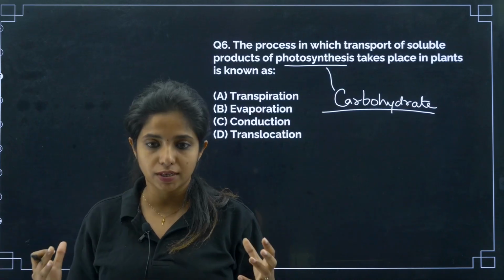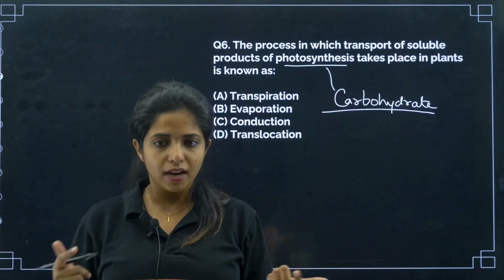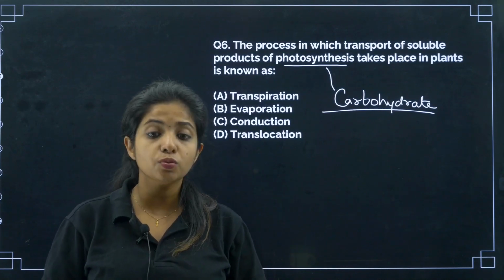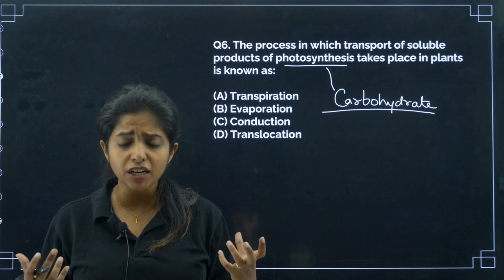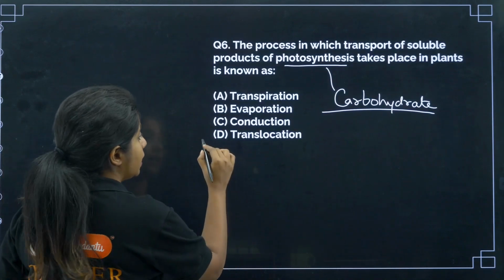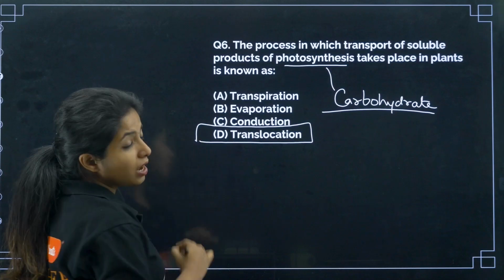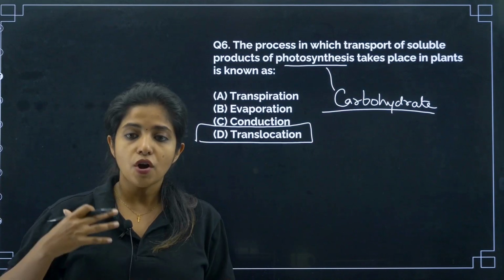What do you call this process? When you are transporting the soluble product of photosynthesis, what do you call this? Do you call it transpiration? No. Transpiration is the loss of water in the form of water vapor. Evaporation, same thing. Conduction, again, no. Translocation is what comes under this. So translocation is basically the transport of food, or basically the soluble product of photosynthesis.